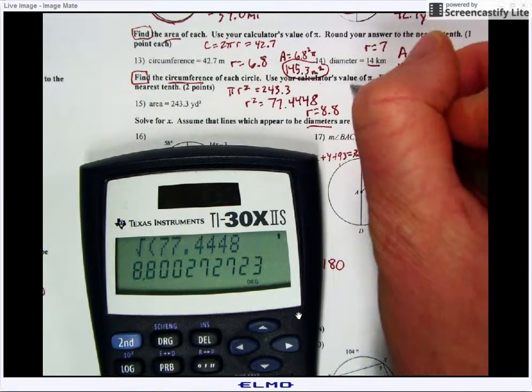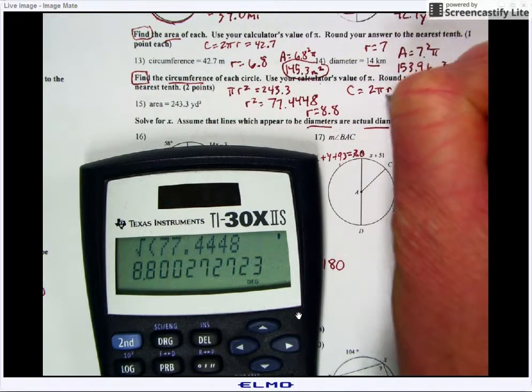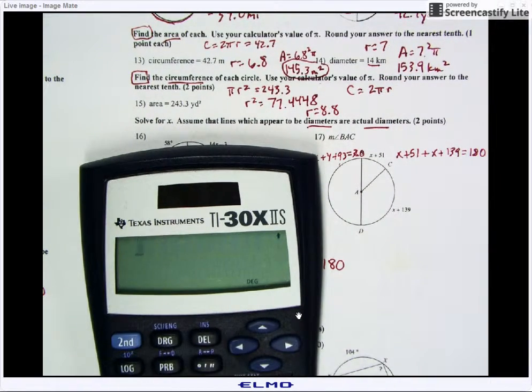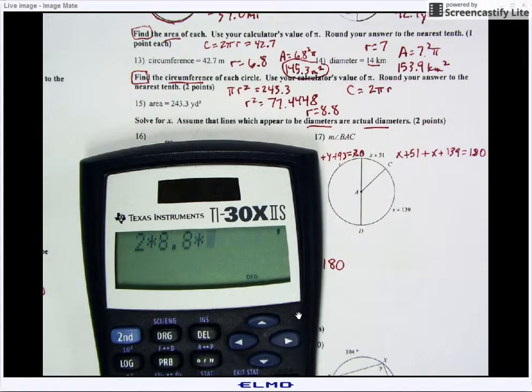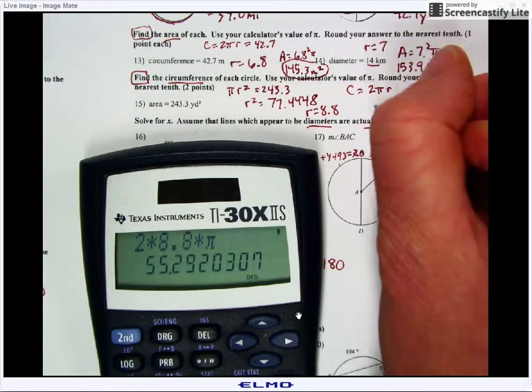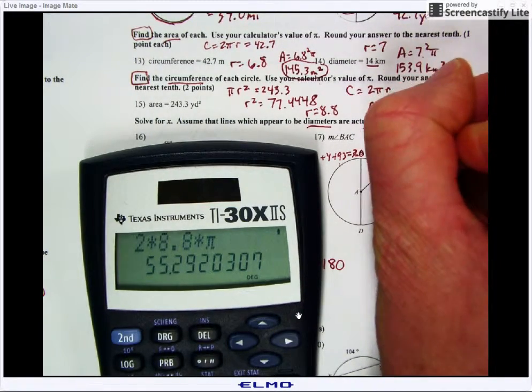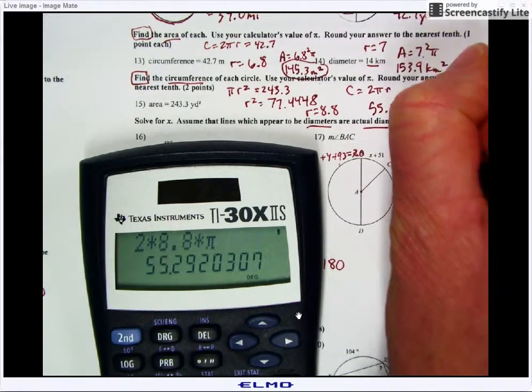And we need to find the circumference. Circumference equals pi d, or 2 pi r. So I'm going to take 2 times 8.8 times pi, which is 55.3 yards.